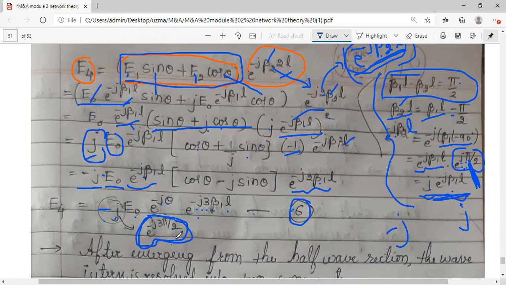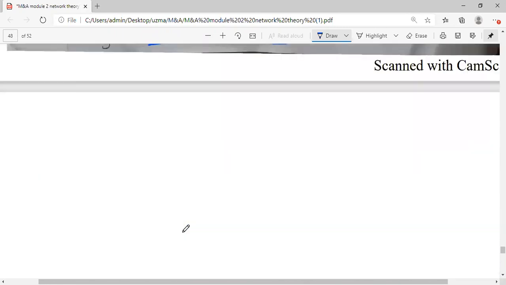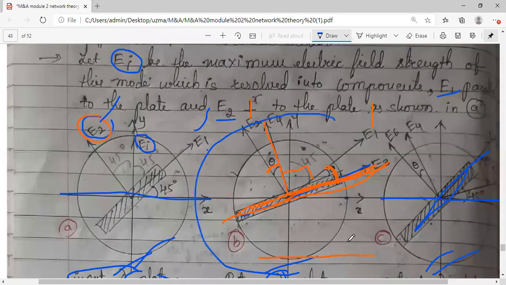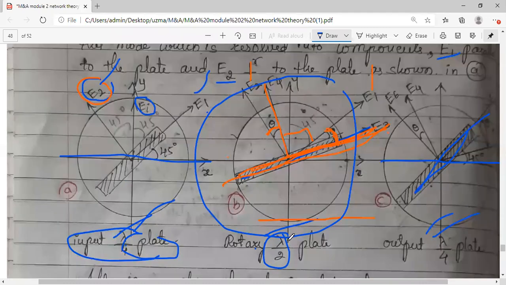These components E3 and E4, which we have just now calculated, are for your second figure. I am talking about the second figure, where your wave is propagating through the lambda by 2 plate. When your wave propagates through the plate of the center circular section, you get E3 and E4. Okay. Now further, what do we need to do?